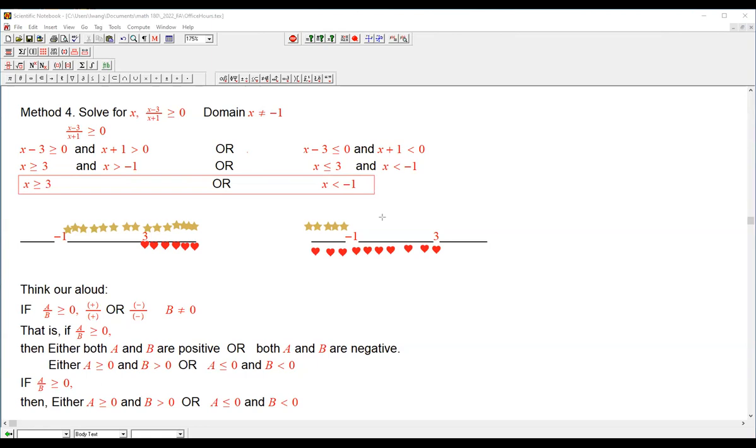Same as before. So here's the logical way. All 4 methods for 2 questions. I hope this helps.